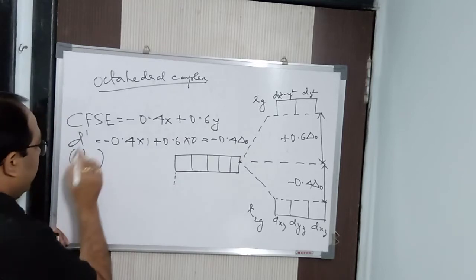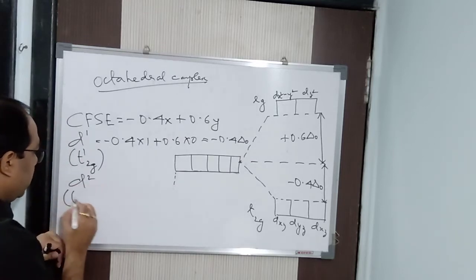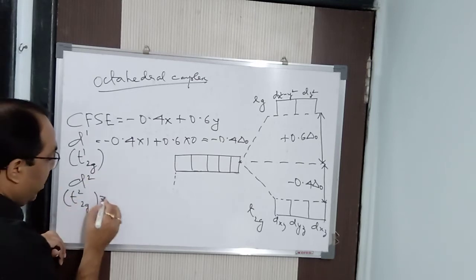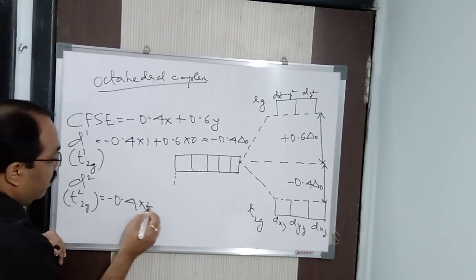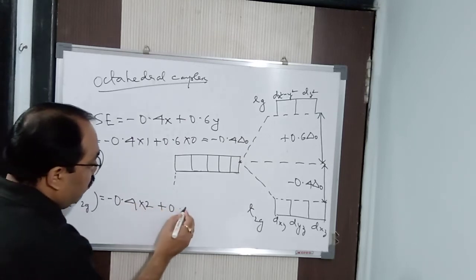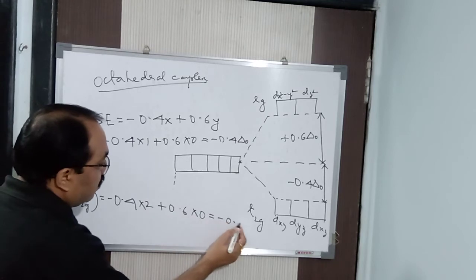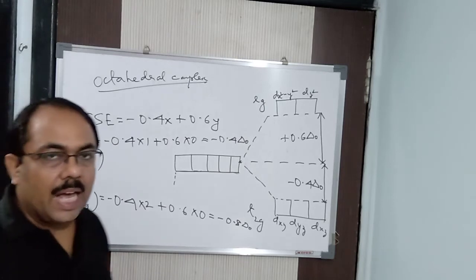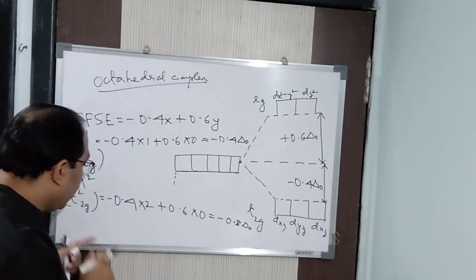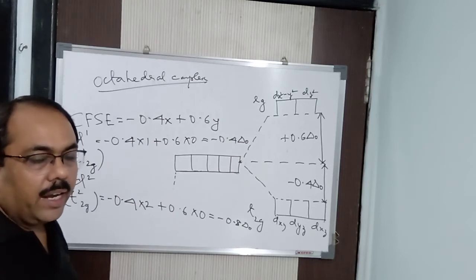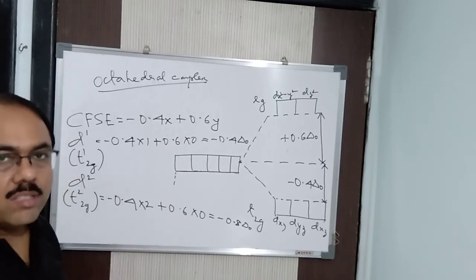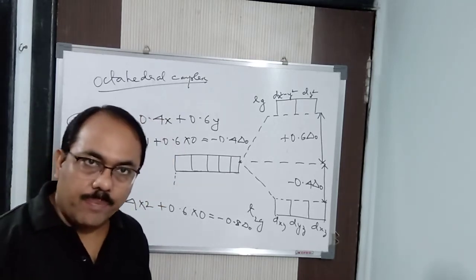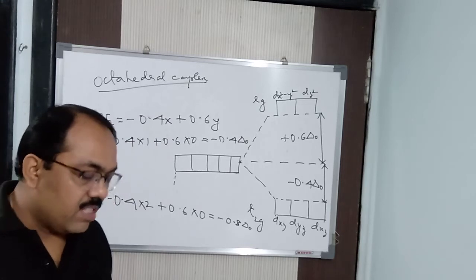Similarly, let us say the next electron, D2. D2 means it will be nothing but T2G2. Here 2 means the second electron. So x value will be minus 0.4 into 2 plus 0.6 into 0. So it is minus 0.8 triangle knot. Alright, in this way we calculate CFSE. Similarly, D3, then D4, D5, D6, D7, D8, D9, then D10. Maximum, how many electrons can the D subshell have? 10 electrons. In this way, we calculate the value of CFSE.